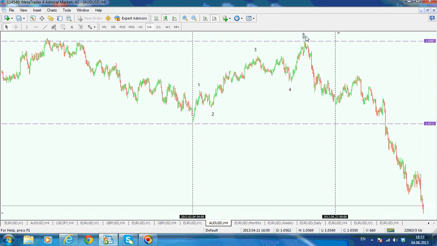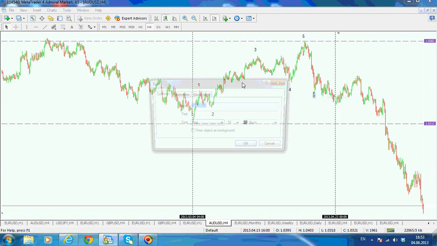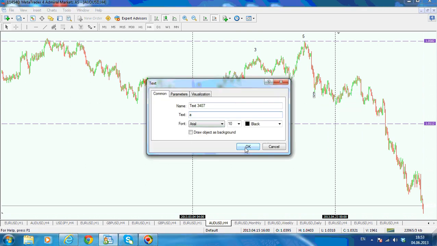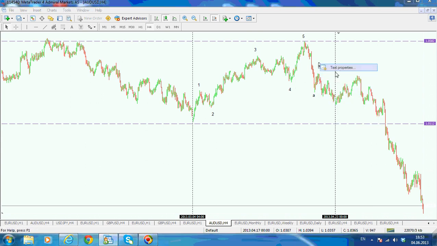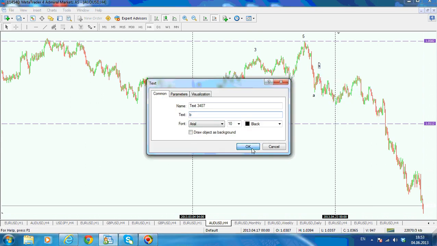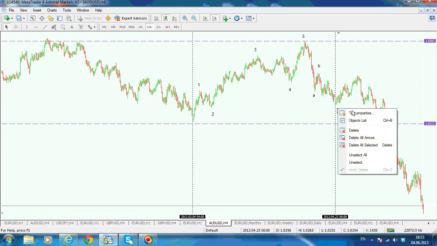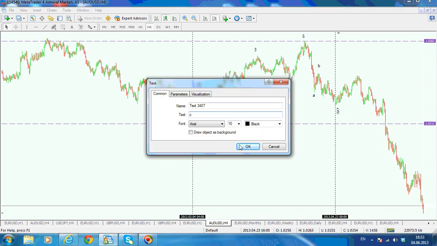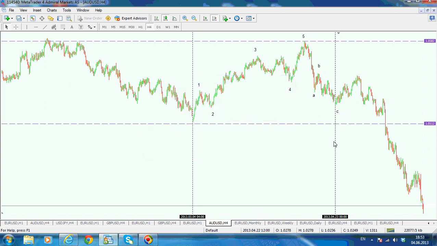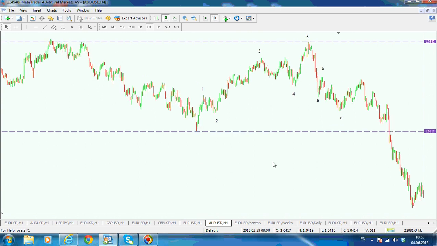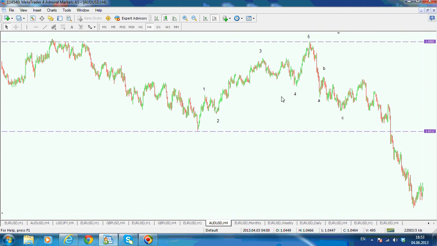and then corrected with a nice ABC, A, B, and C. Now, the reason why I wanted to show you this structure as being the last recording under this subchapter is because even if this move looks like a really nice 1, 2, 3, 4, 5 corrected with A, B, C, this A, B, C might be looking like an ending diagonal, like a falling wedge. That of course is rising, as you can see here.